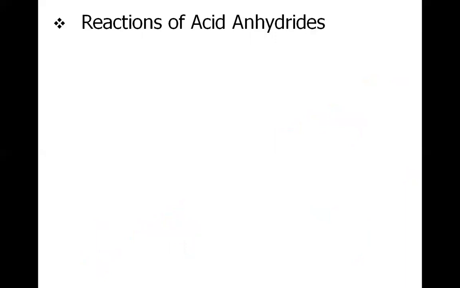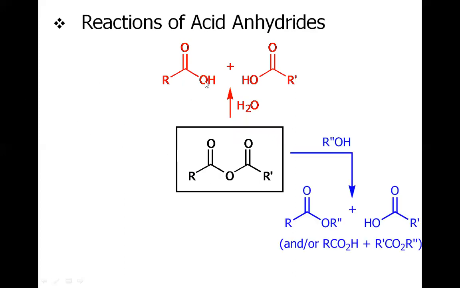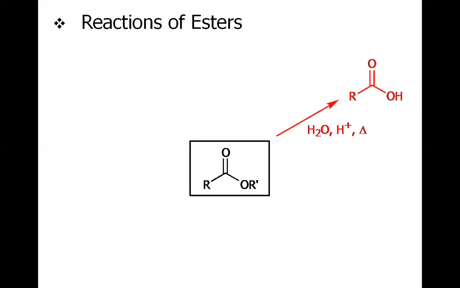Now let us discuss the summary of the reactions of the acid anhydrides, which we have discussed. The first reaction is the hydrolysis of the acid anhydride into the corresponding carboxylic acids. When we treat with the alcohol, we have the ester group formed from one portion of this acid anhydride, and when we treat with the amine, we have the amide group formed from one portion of the acid anhydride. Now let us discuss the summary of the reactions of the esters. The first reaction is the hydrolysis of the ester to have the carboxylic acid formed. This is the acid catalyzed.